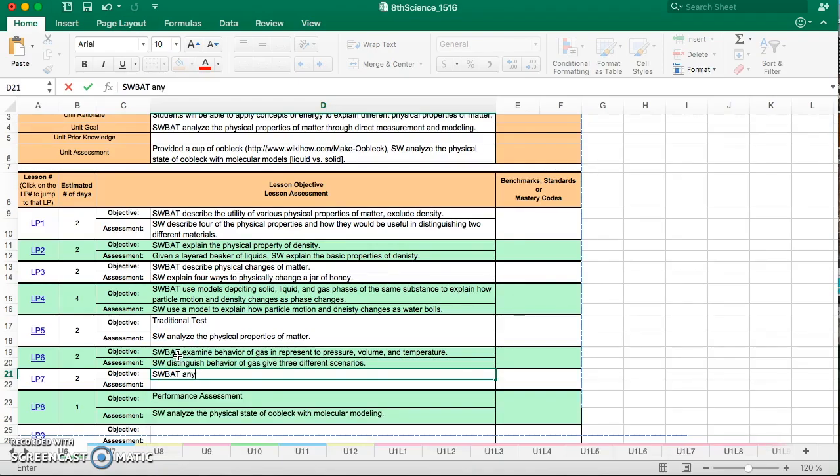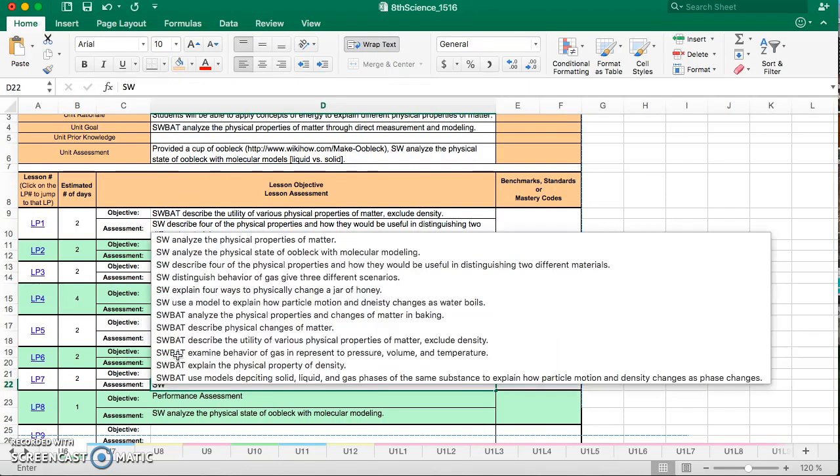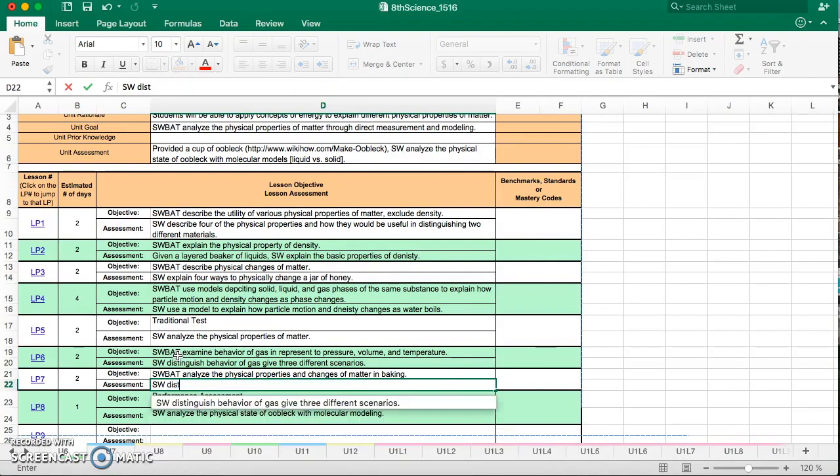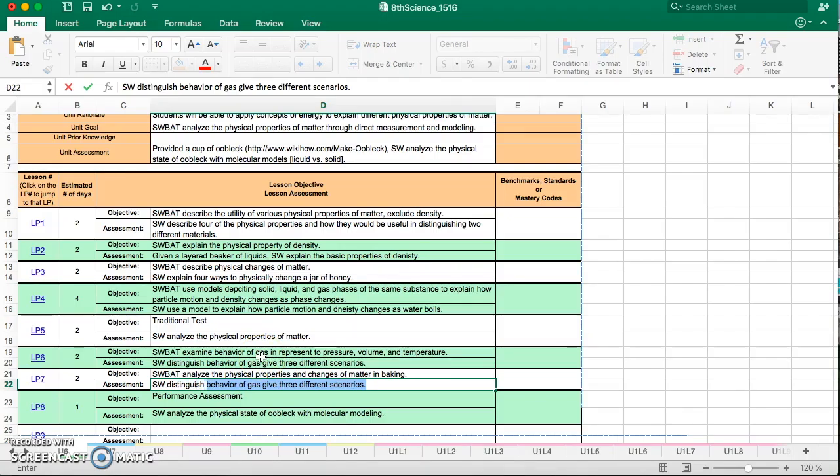So we're going to say analyze the physical properties and changes of matter in baking. And so students will go through that. And again, I'm going to use the verb distinguish. Sometimes it's good to stick to a few ones. Students know what those are, you know what they are, and what they look like. So we're going to say distinguish properties and changes of matter in baking. So students will have a little more fun with that one.